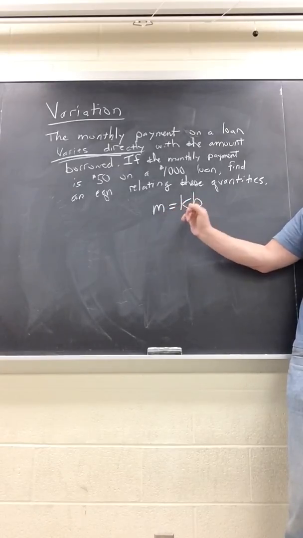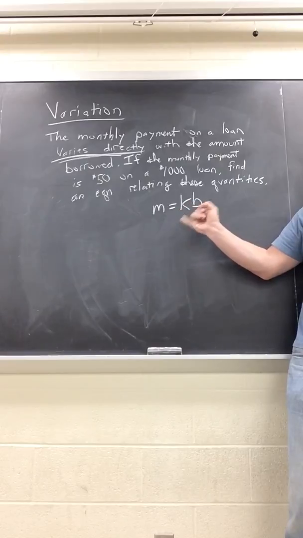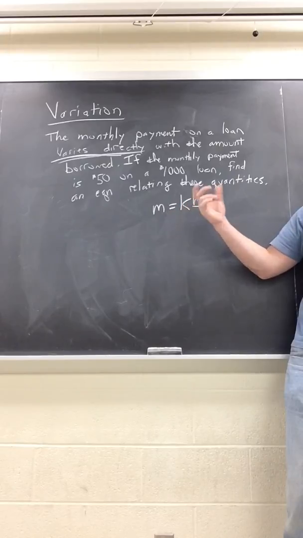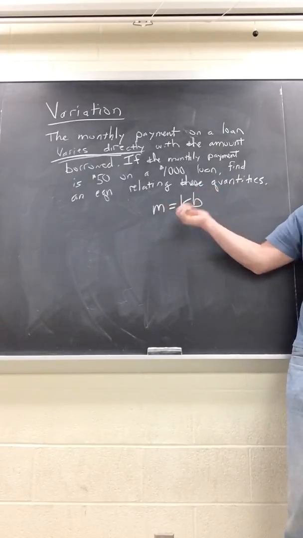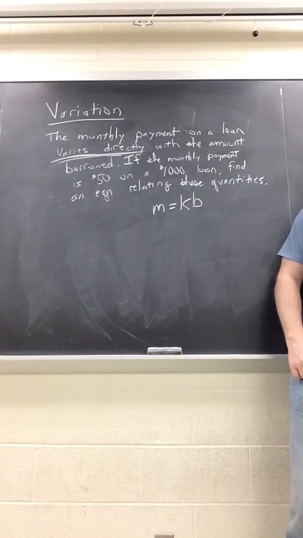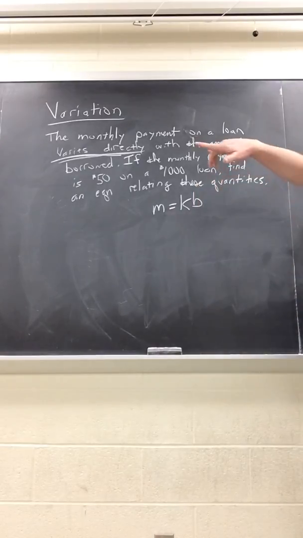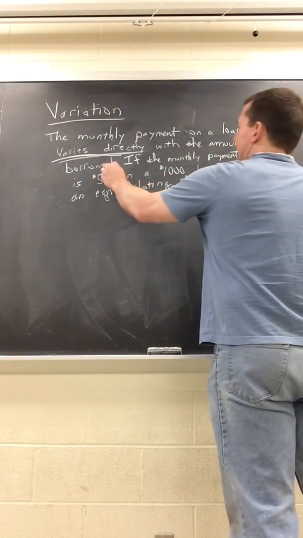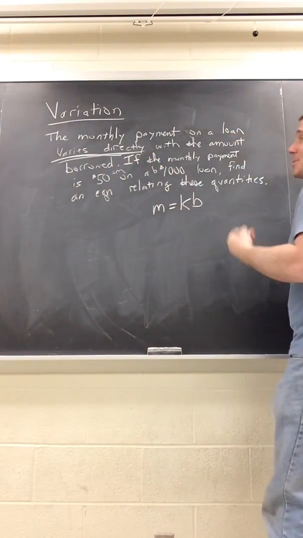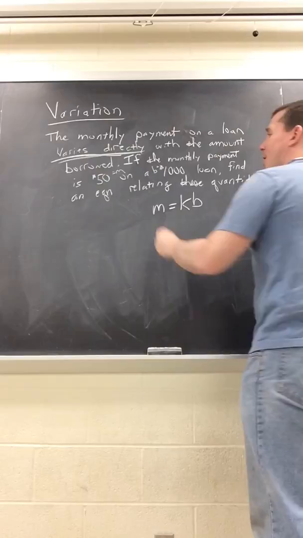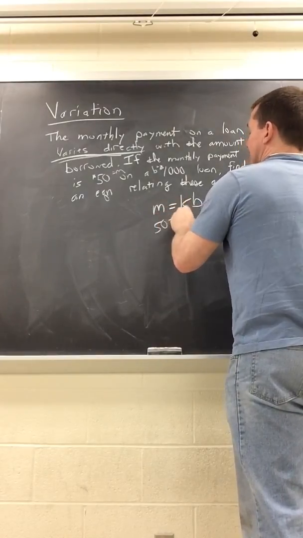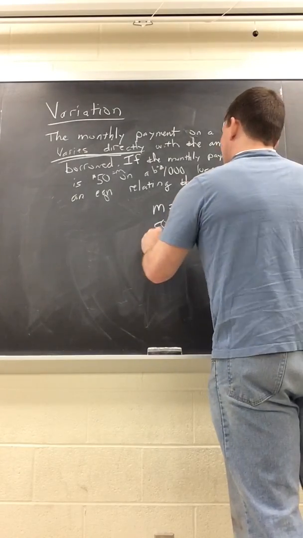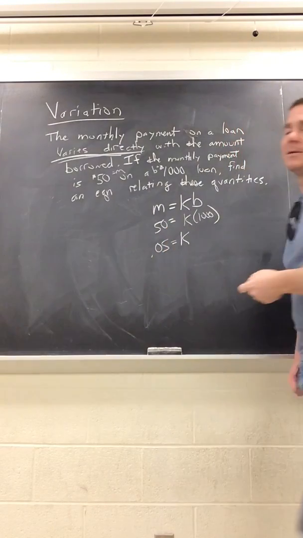You can only use this equation if you find the value for K. In order to find the value for K, algebraically, you need an M and a B that are related. And the good thing is, in every single one of the problems you solve, you can't solve it unless they give you the M and the B, so it has to be in the problem so you can just find it. In this case, if the monthly payment is $50 on a $1,000 loan, so let's see, M is equal to 50 when B is equal to 1,000. So now just plug it in and solve. 50 equals K times 1,000. Then just divide by 1,000 on both sides, and you get 0.05 equals K.